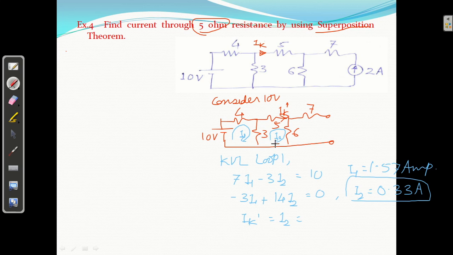And I2, this current and this current is the same. So IK dash I got 0.33 ampere. Clear? Second step is what? Consider the other source, the 2 ampere source. The voltage source will be replaced by shorting it.